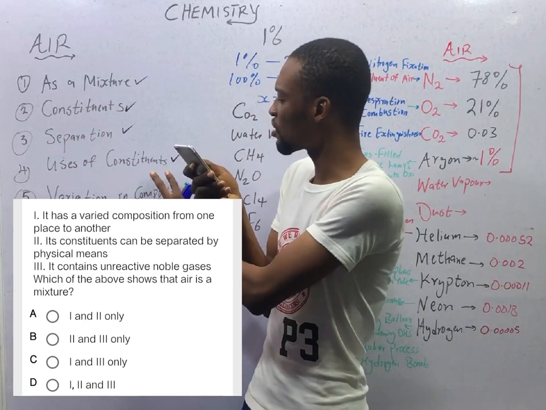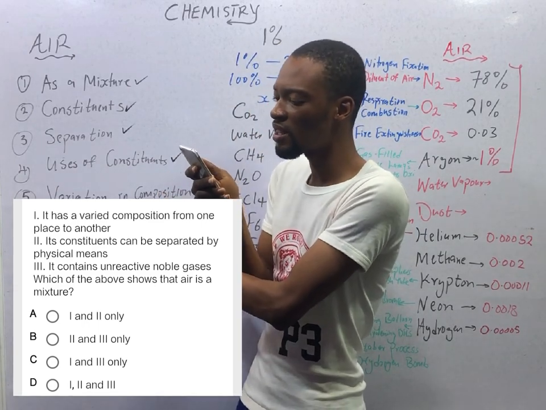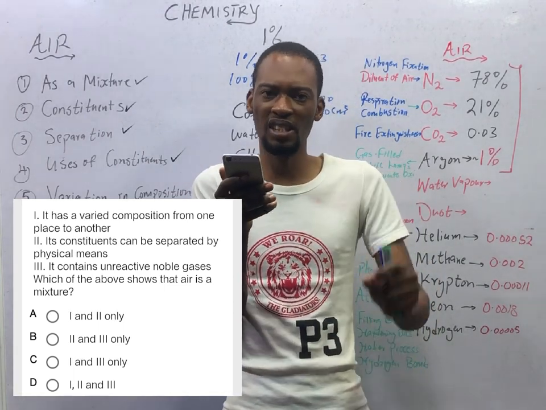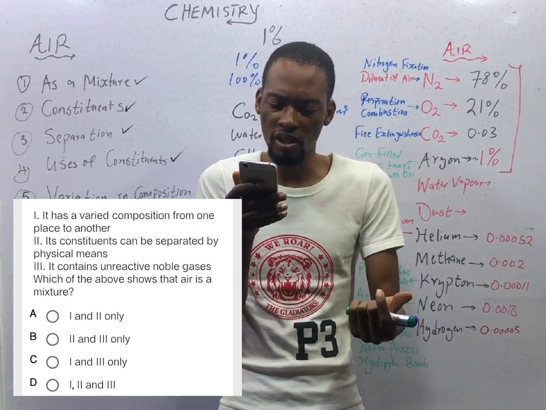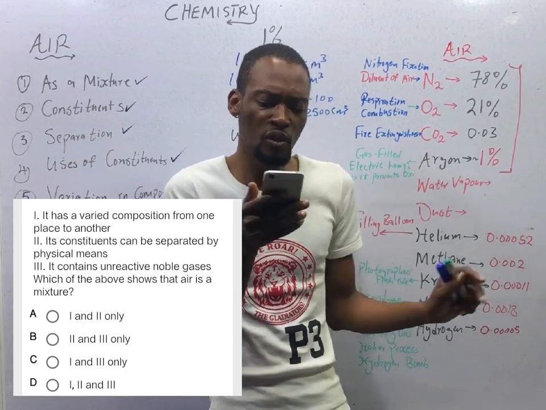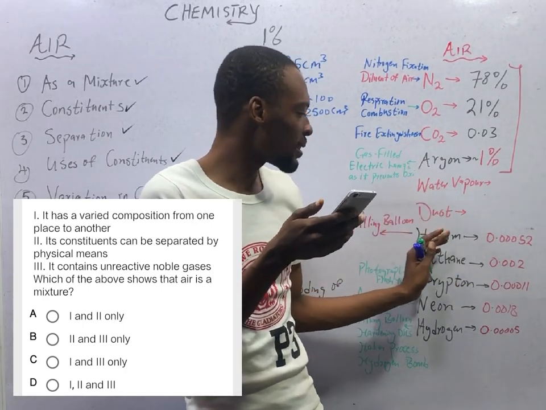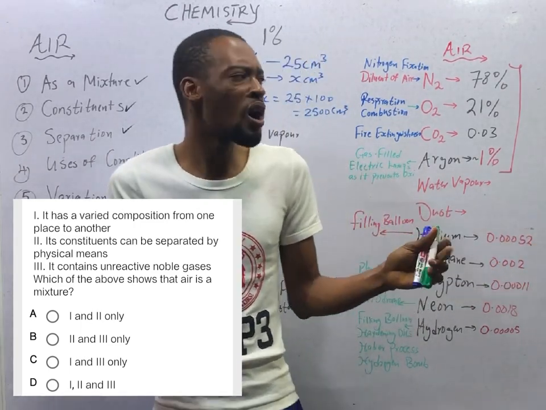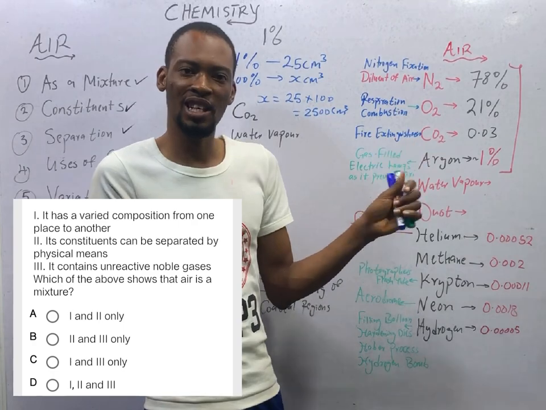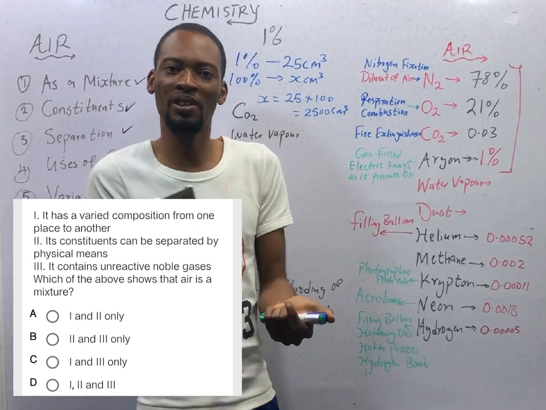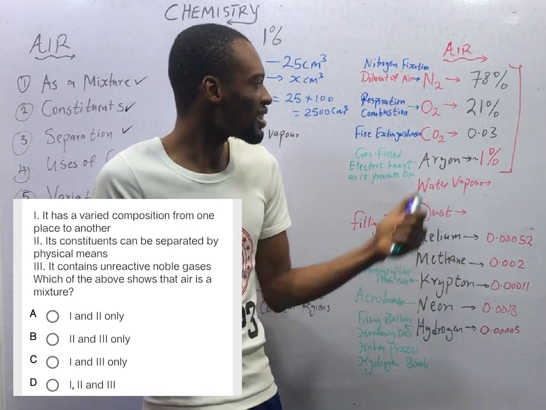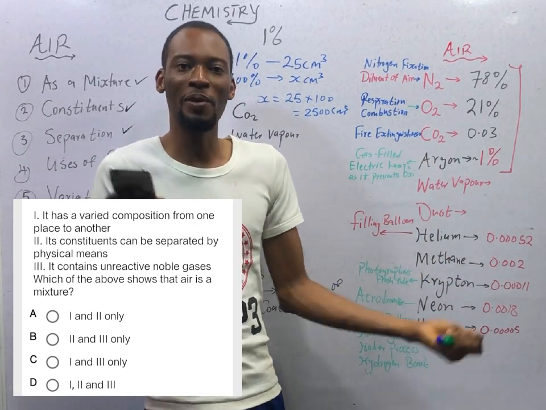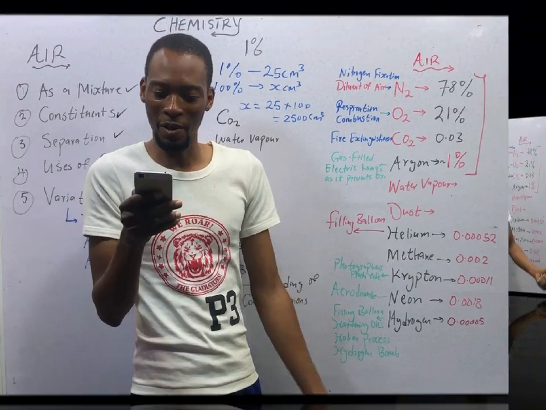It has various composition from place to place. Its constituents can be separated by physical means. That is the property of all mixtures. And it contains unreactive noble gases. Air contains noble gases, and these noble gases don't actually react. More noble gases are added to nitrogen, and they actually don't react. So option D is the correct option.